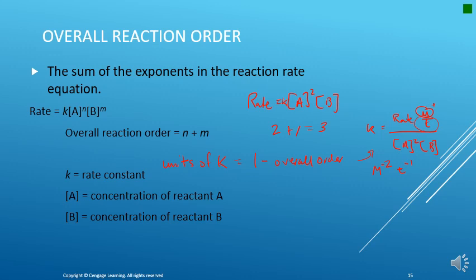So I can have M to the minus 2, M to the minus 1. So for the unit of k for your reaction, simply take 1 because of the rate molarity and subtract the overall order, and that'll tell you the unit for k.